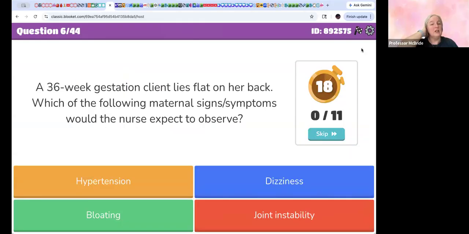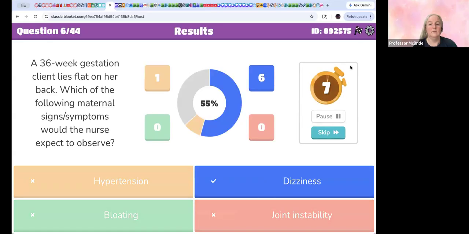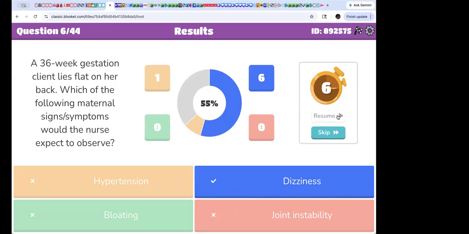At 36-week gestation, client lies flat on her back. Which of the following maternal signs or symptoms would the nurse expect to observe? Okay, dizziness. Why? Because she's lying on her vena cava, so it causes supine hypotension.